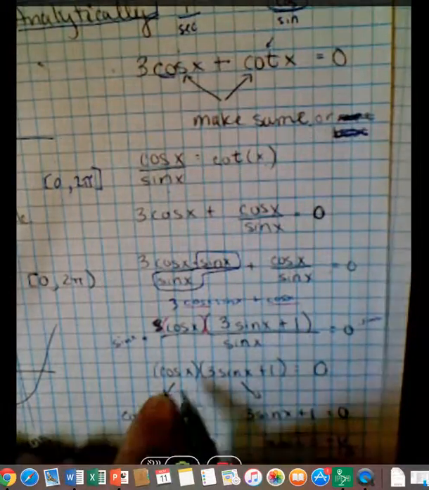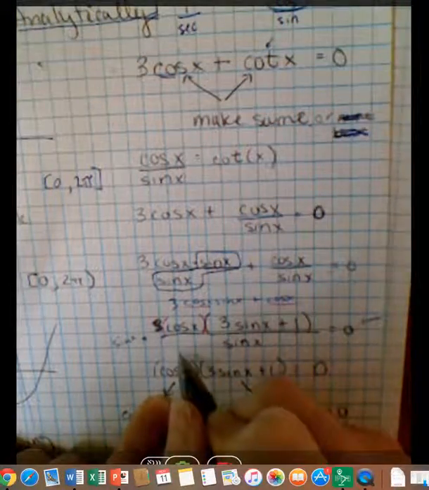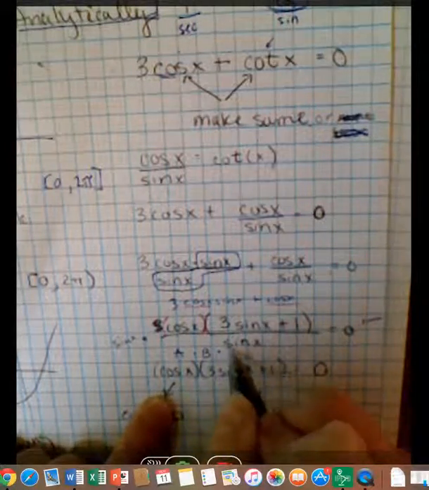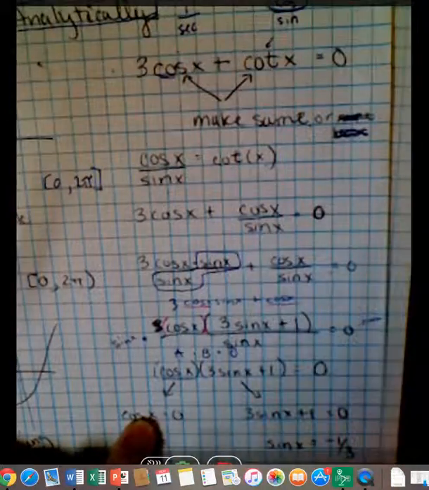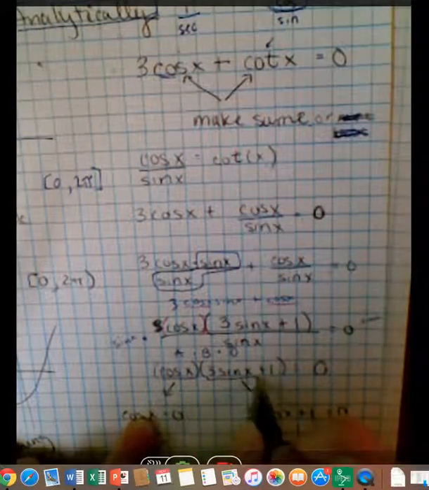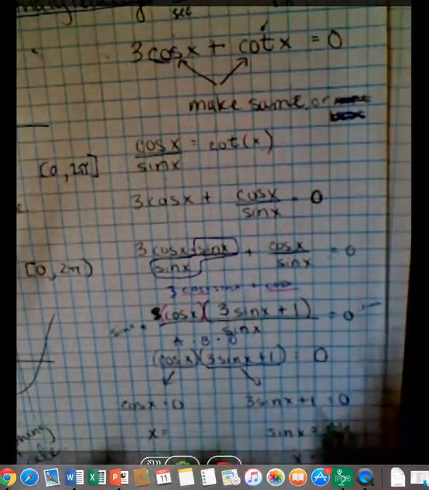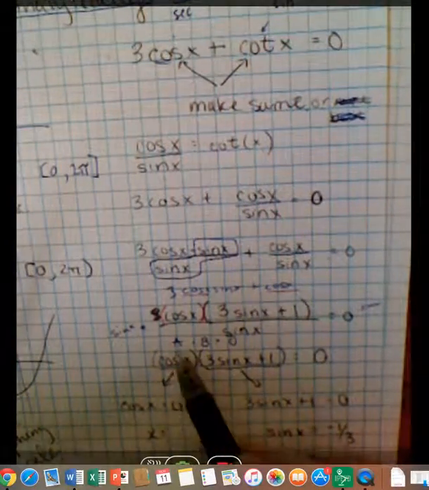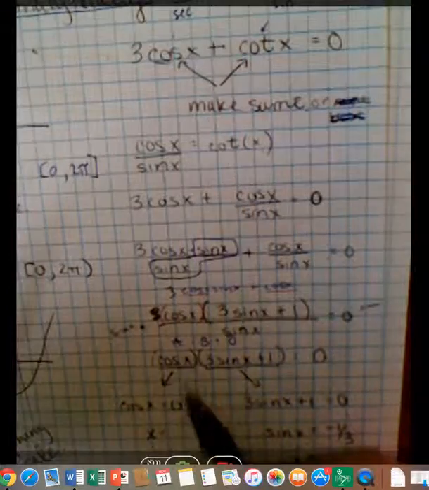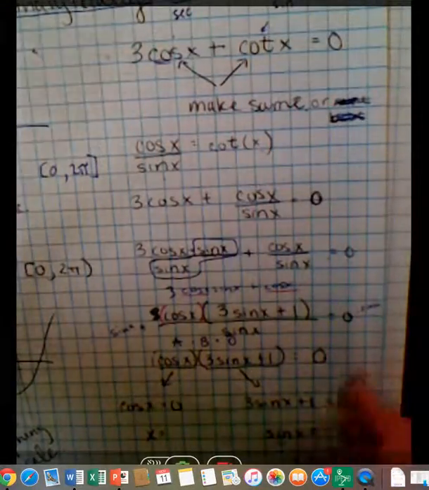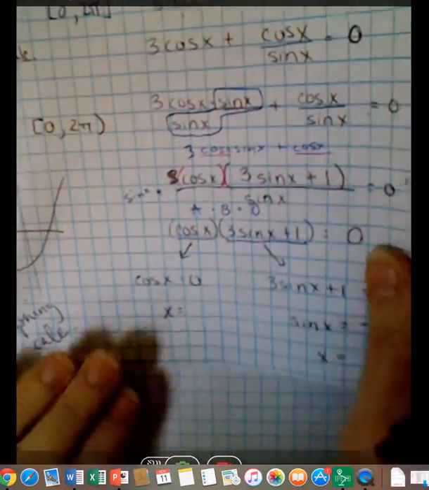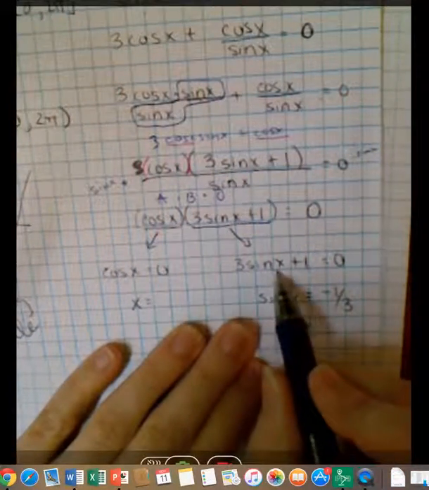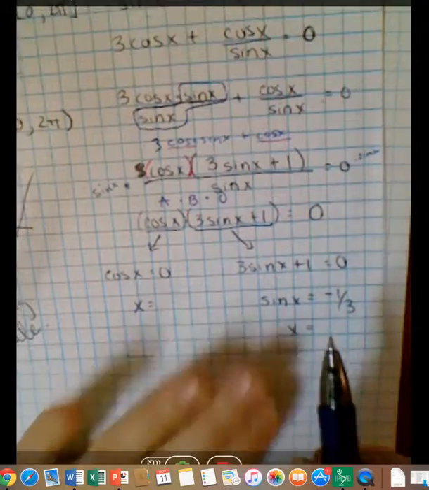And then I'm left with sort of an idea where I have something like, we'll say a times b equals 0, where this represents the quantity a and this represents the quantity b. So if I have two things that multiply together to make 0, then that means that one or the other or both are 0. So cosine of x equals 0, and 3 sine x plus 1 equals 0.